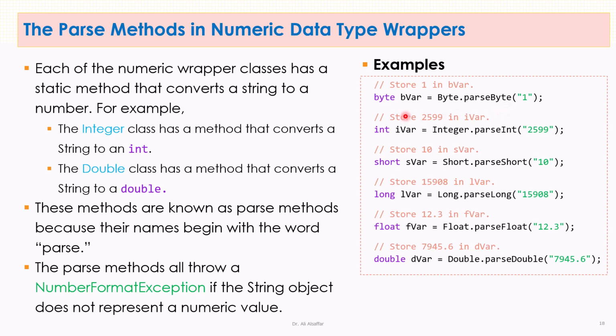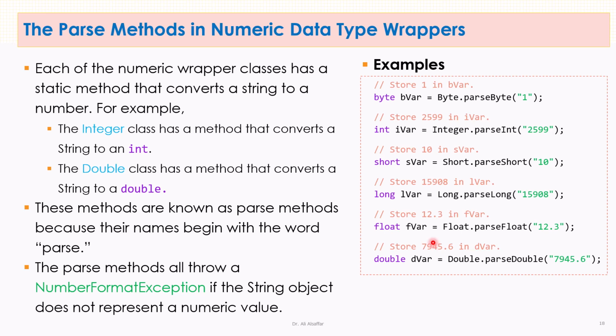The return value will be saved into a byte variable as a primitive data type. For integer, we do the same, but the name of the method is parseInt, and for short, the name of the method is parseShort. For long, the name of the method is parseLong.